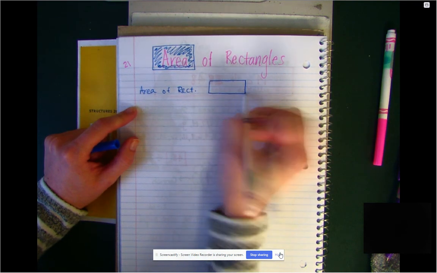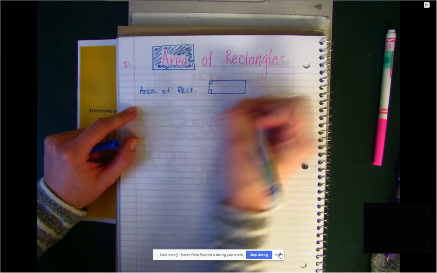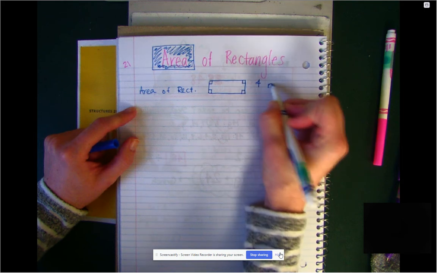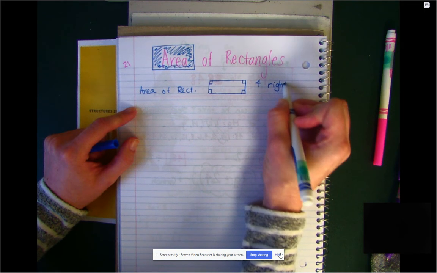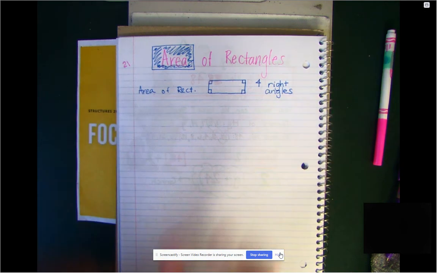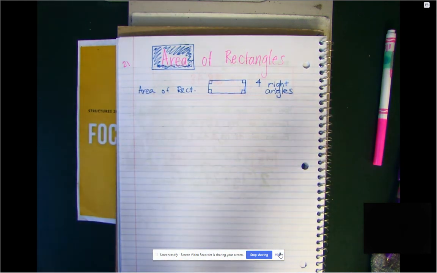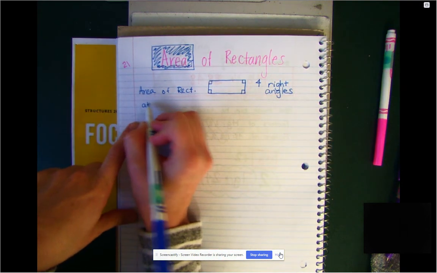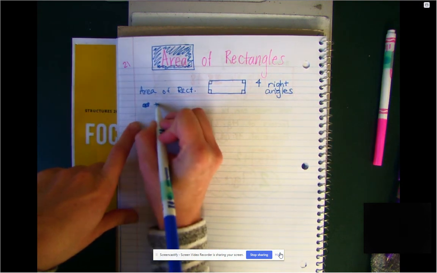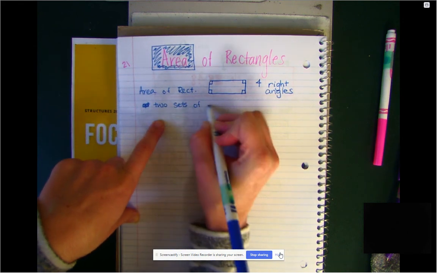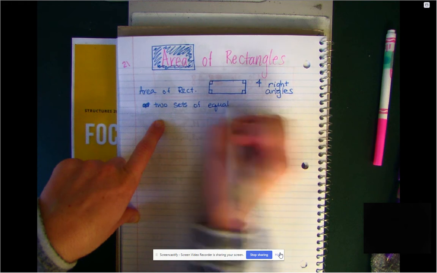has 4 right angles. If it has some other number of angles or they're not right angles, then it's not a rectangle. And it has at least 2 sets of equal length sides.